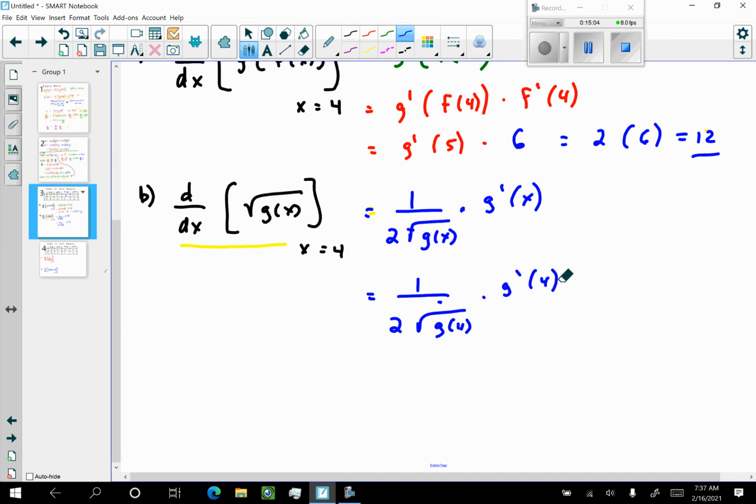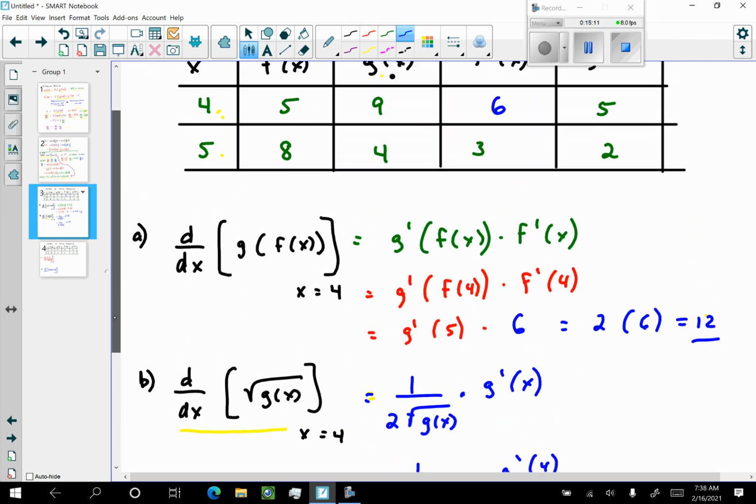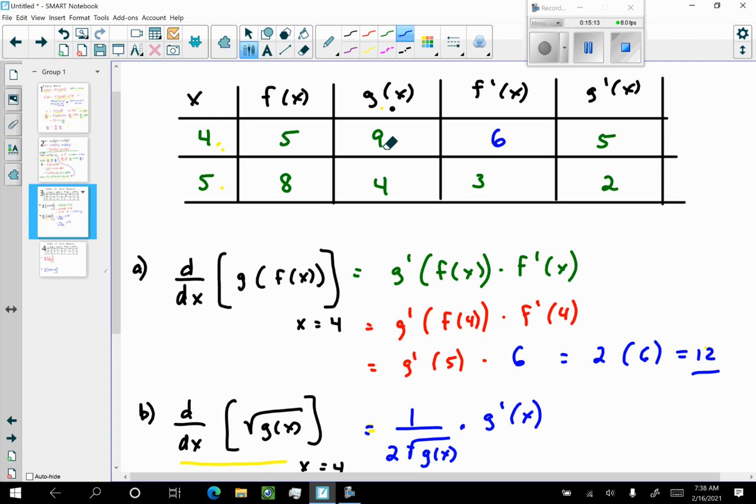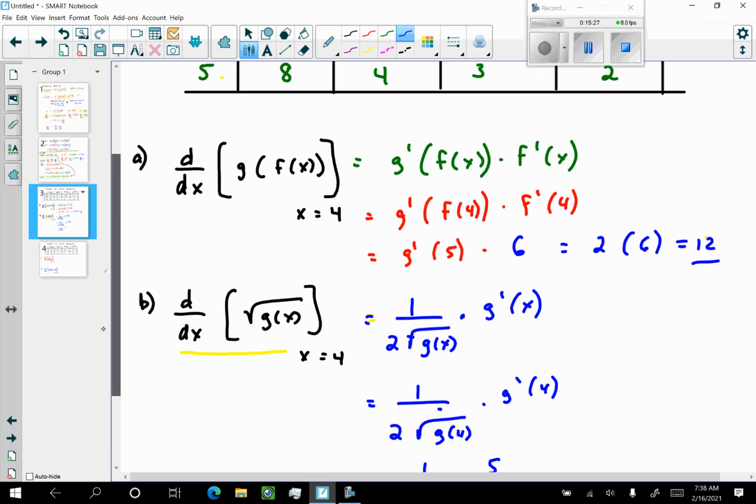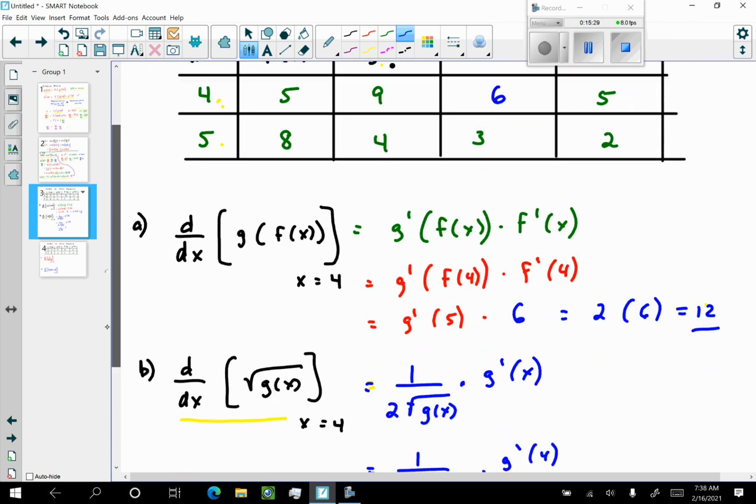I'm going to go up to my table of values and find g of 4 and g prime of 4. G of 4 is 9. G prime of 4 is 5. So this is going to be 1 over 2 square root of 9 times, and g prime of 4, I believe, was 5. Let's go up there and check it. G prime of 4 was 5.